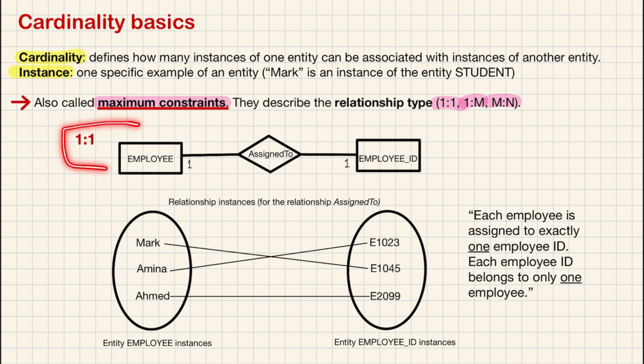Here we have an entity relationship diagram demonstrating a one-to-one relationship. We have employee entity and employee ID entity with the relationship assigned to. Each employee is assigned to exactly one employee ID, and each employee ID is assigned to only one employee.